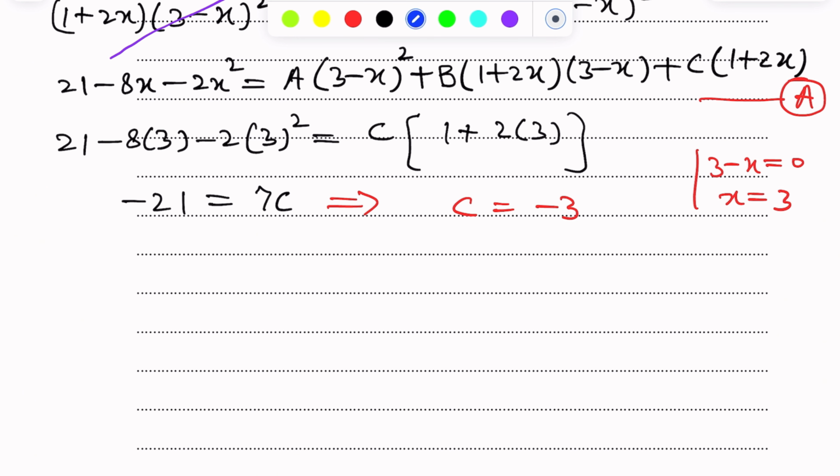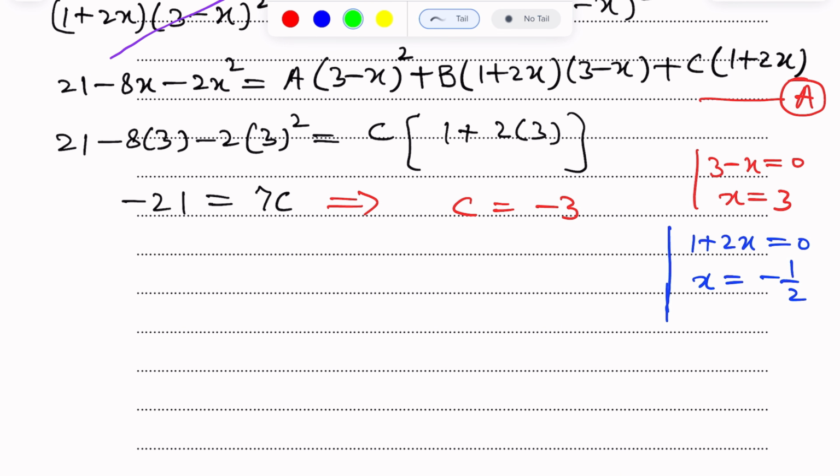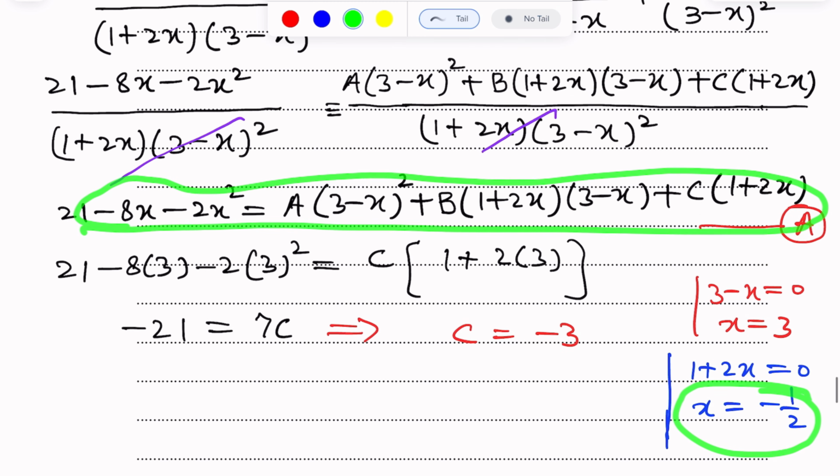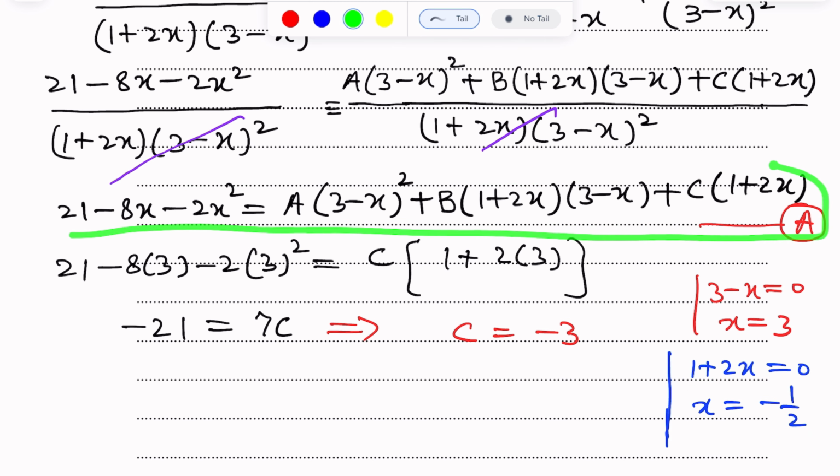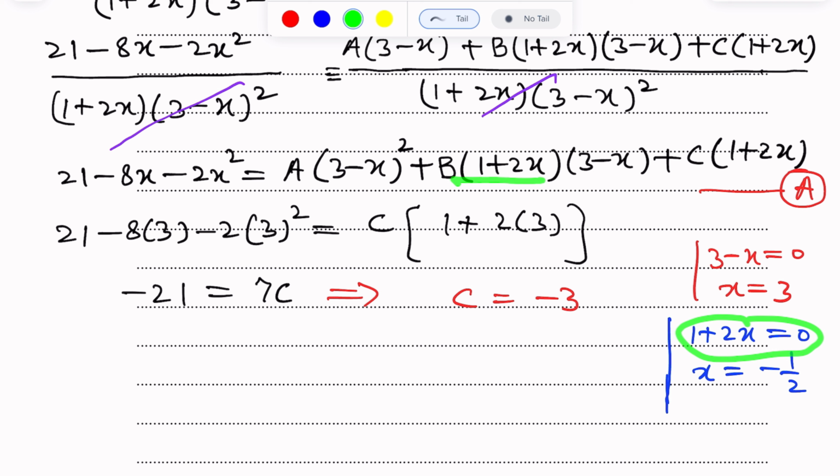Now we will put the other factor equal to 0. The other factor is 1 plus 2x is equal to 0. From here, x is equal to negative 1 over 2. Now we put this x is equal to negative 1 over 2 in the same equation, equation A. Since 1 plus 2x is equal to 0, we cannot keep the B and C terms, because they will vanish. Only we can find from here the value of A.